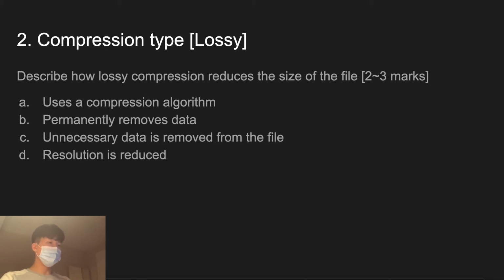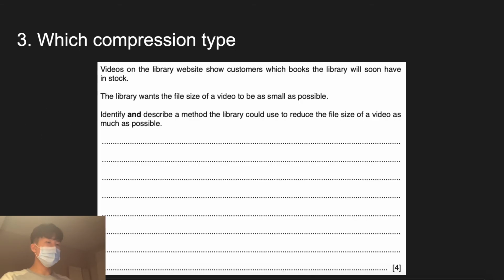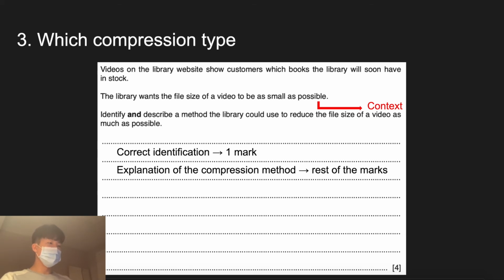After memorizing these 4 points for each compression, you can now also answer a typical compression question in the IGCSE computer science. The question usually looks like this, and it gives a context and asks which compression should be used, and to give an explanation for it. The 1 mark is awarded for correct identification of the compression that should be used, and the rest of the marks for the explanation of that compression. Since for the explanation part, you can answer it using the definitions for the 2 compressions, you only need to know which compression should be used.